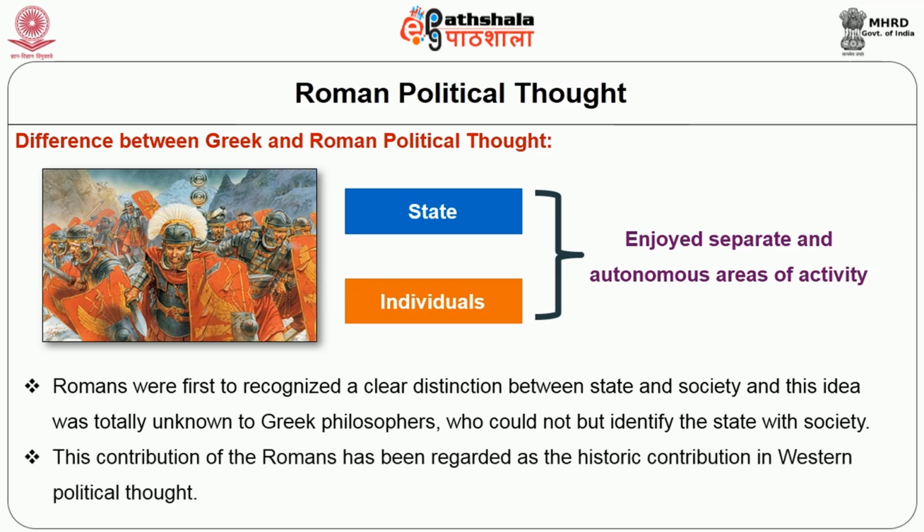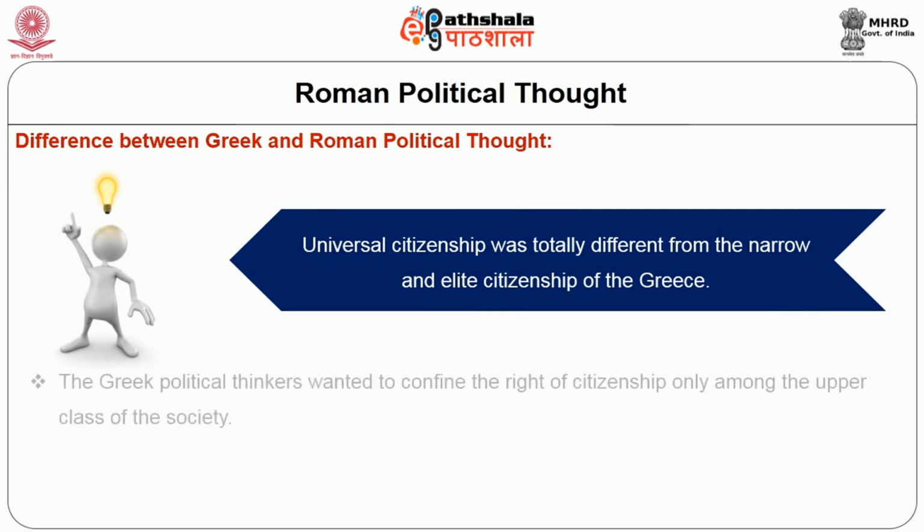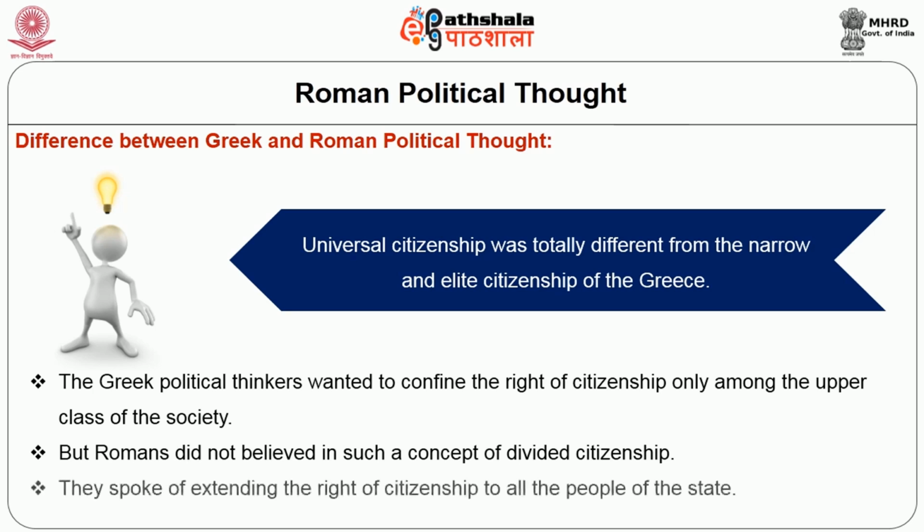The contribution of the Romans has been regarded as a historic contribution in Western political thought. The idea of universal citizenship was totally different from the narrow and elite citizenship of Greece. The Greek political thinkers wanted to confine the right of citizenship to upper-class people of the society, but Romans did not believe in such a concept of divided citizenship. They spoke of extending the right of citizenship to all people of the state.